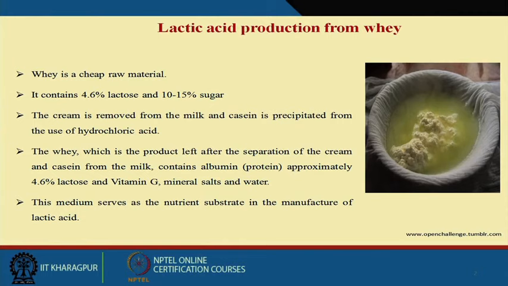If you look at the raw materials used, the most suitable for lactic acid production is whey. Whey is the byproduct of the dairy industry. When we produce cottage cheese, the whey comes out. It contains very little protein and fat, but the liquid mostly contains lactose, which is a very good raw material for lactic acid formation.